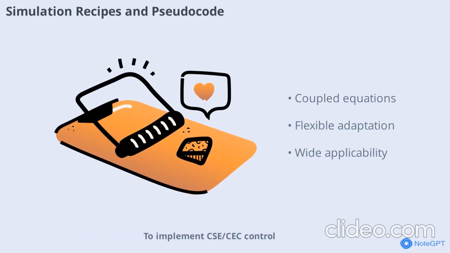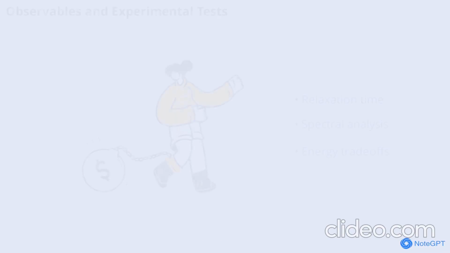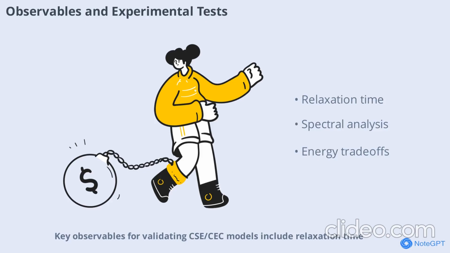Implement CSE-CEC control. Simulations often use coupled equations for neural activity and CEC fields. For example, at each time step, compute CSE from the system state, update the CEC field, and use it to gate plasticity or dynamics. This approach is flexible and can be adapted to a wide range of domains, from neural networks to traffic systems. Key observables for validating CSE-CEC models include relaxation time, spectral peaks in power density, correlation lengths, and energy-performance trade-offs. Experiments can perturb the system, measure response, and compare with and without CSE-CEC control. These tests help confirm the theoretical predictions and guide practical implementations.